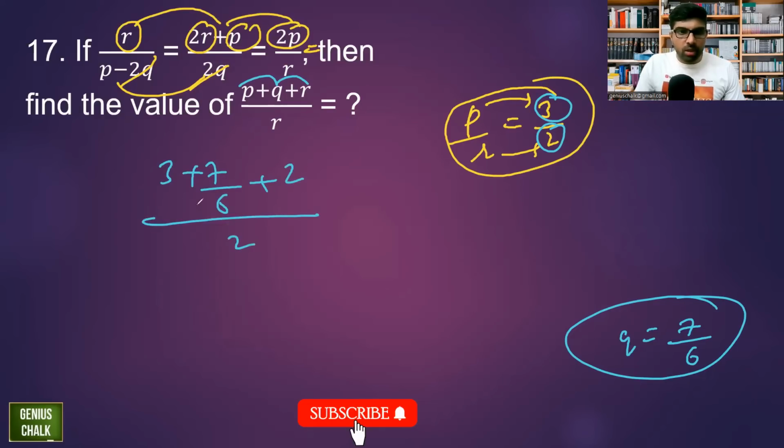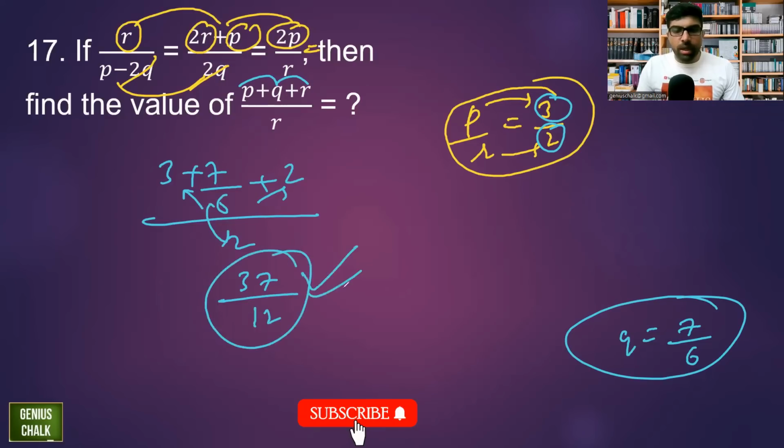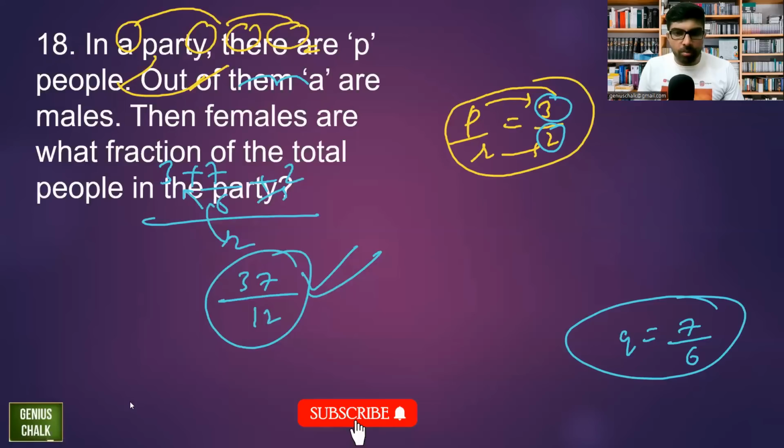So what is it? Just multiply. 6 will be multiplied. So 18 plus 7, 25. 25 plus 12, 37. Right? 37 by 12, because 6 is multiplied with this. So this is my final answer of this question. So this is also very, very important.